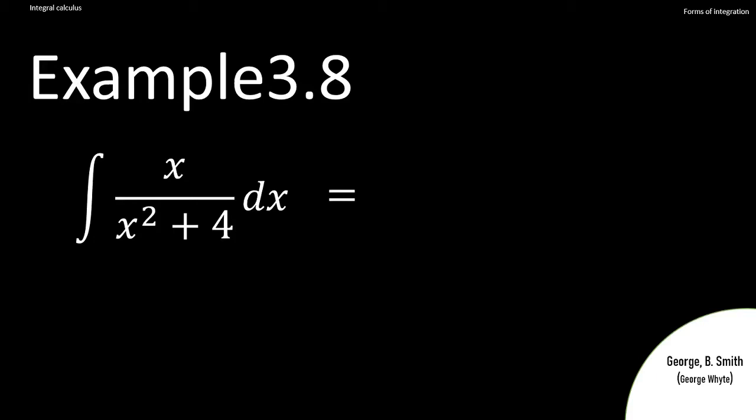Now in the last video we saw some examples where it is possible for you to factor out something from the numerator, for the fact that when you differentiate the denominator you're not going to get the numerator.